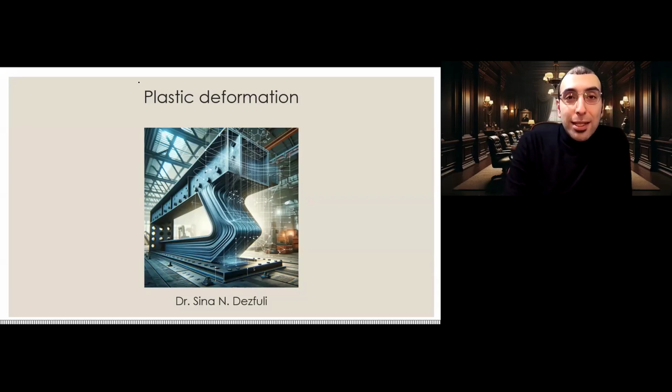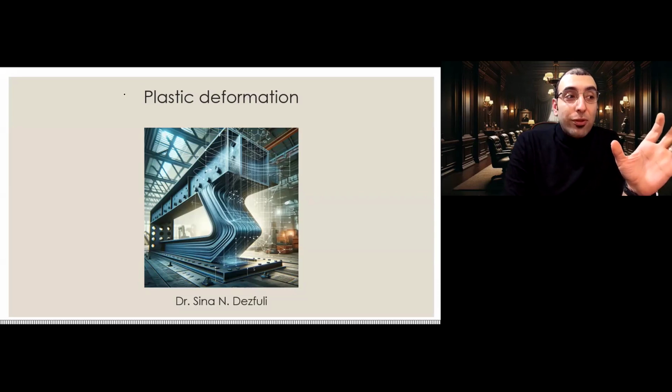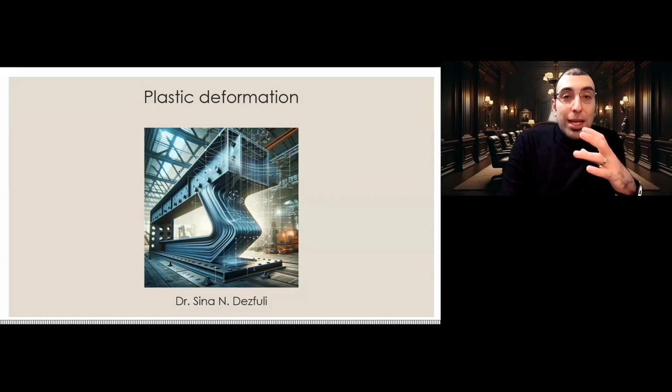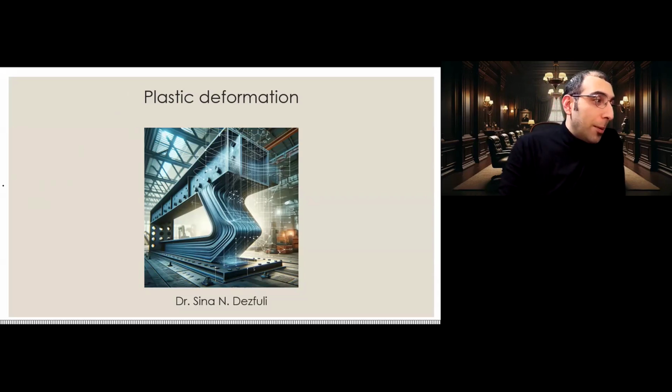So plastic deformation is permanent deformation in materials, which is 180 degrees different than elastic deformation, which was reversible. Plastic deformation, especially in metals, has to do with shaping and bending pieces of materials permanently. We are shaping them.